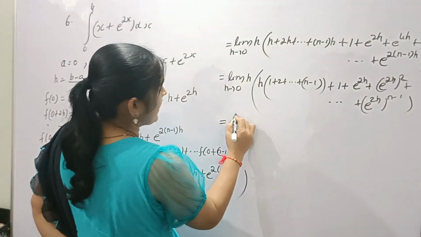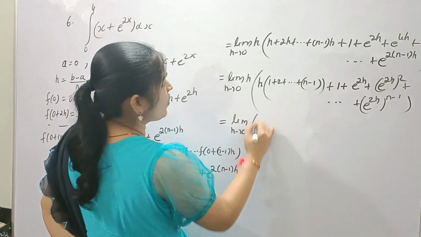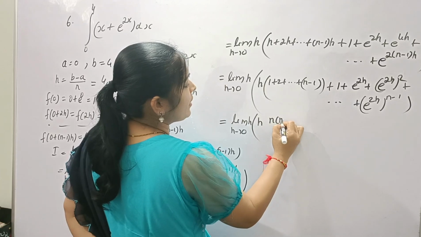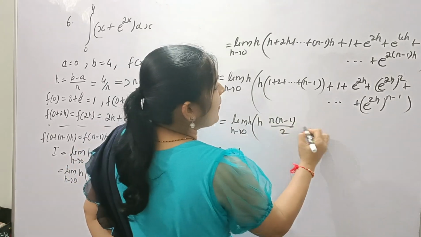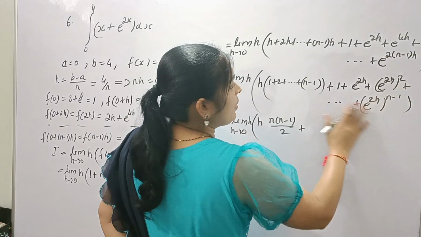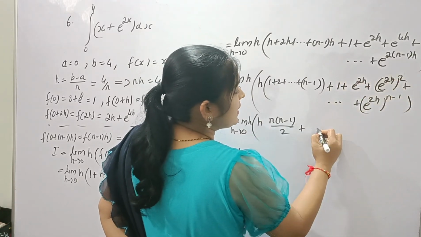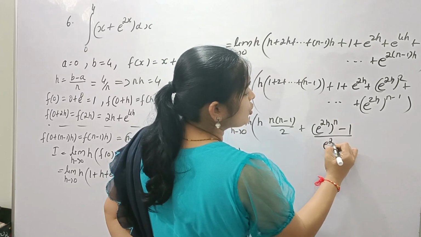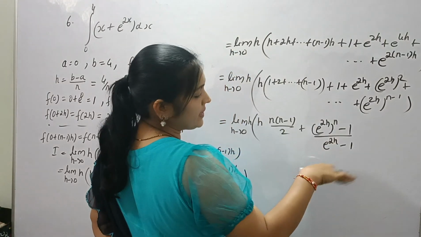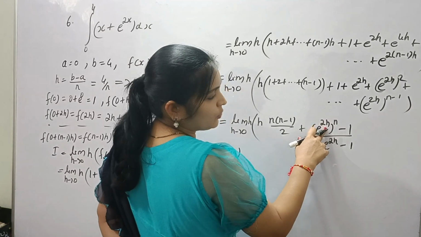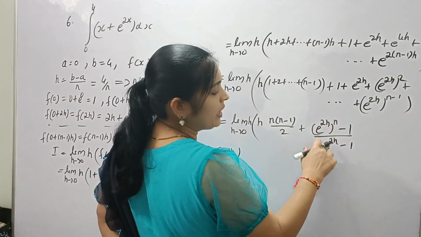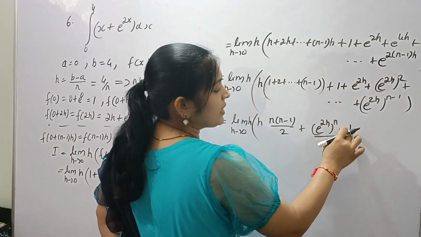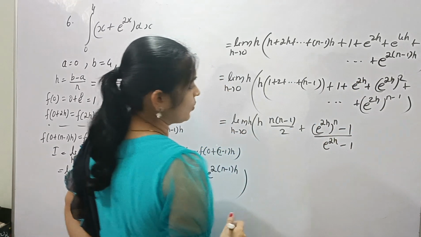So here let's write the sum, limit h tends to 0, h into, h into (n minus 1) divided by 2 plus, this sum is nothing but e raised to 2h whole raised to n, minus 1 divided by e raised to 2h minus 1. In the previous, that is last problem, it was e raised to h whole raised to n minus 1 divided by e raised to h minus 1. Here it is 2h. So e raised to 2h whole raised to n minus 1 divided by e raised to 2h minus 1.